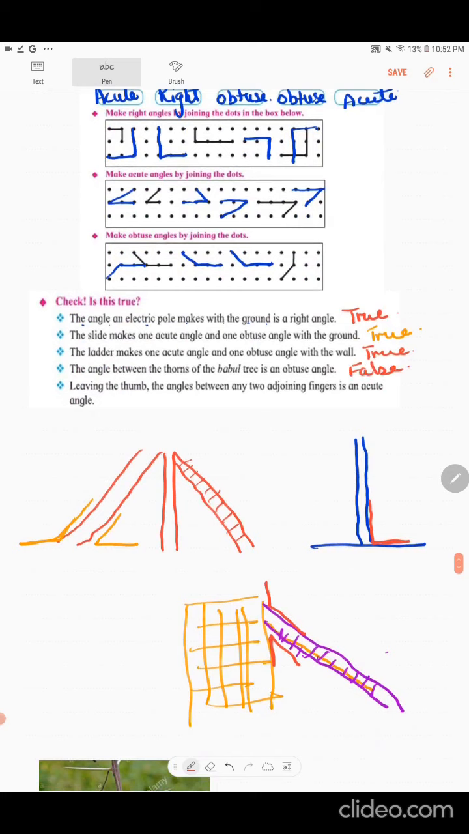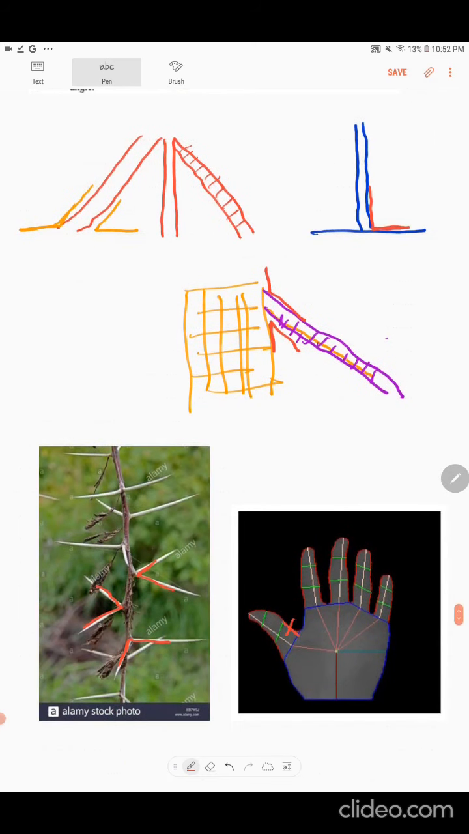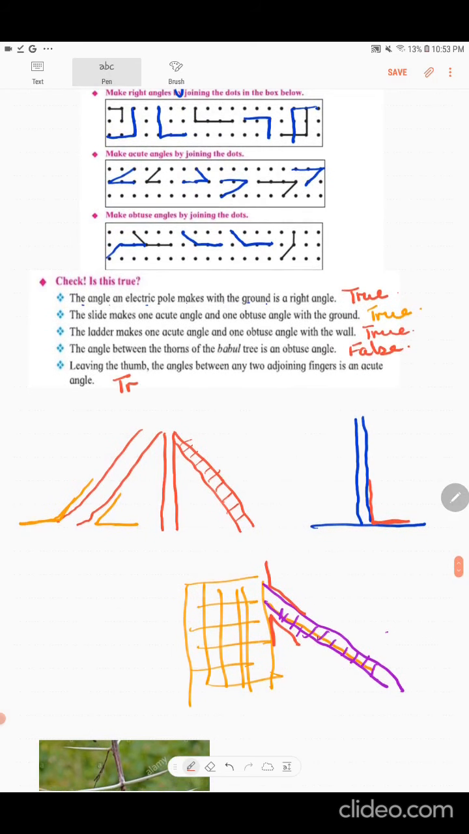Now leaving the thumb, the angle between any two adjacent fingers is an acute angle. Leaving the thumb, the angle formed between two fingers is an acute angle. Yes, so this is true.